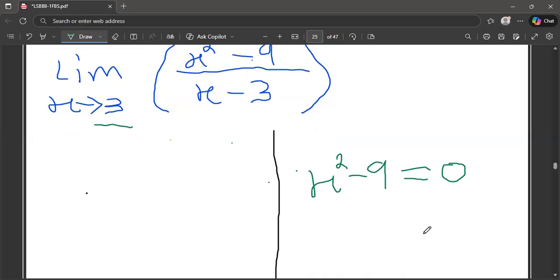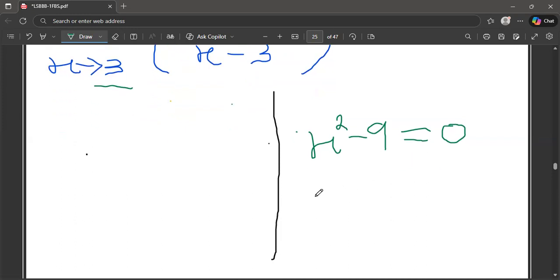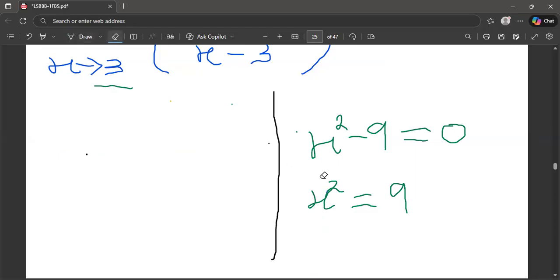All right. So how to simplify this is that you have to make x stand alone. And this is going to be equal to what? X squared is equal to 9. When 9 crosses the equal to sign, it's going to become positive.